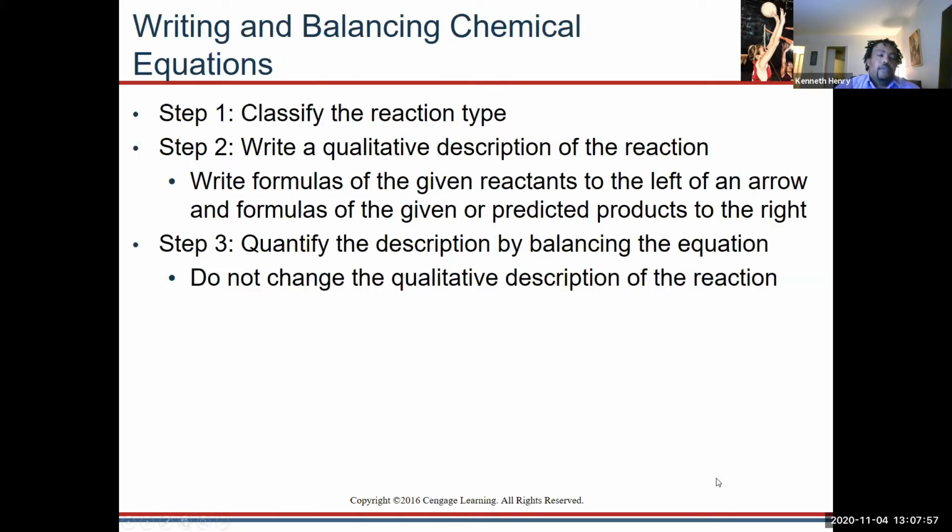Okay, so when we're writing and balancing chemical equations, the first thing that we want to be able to do is identify the type of equation that we're looking at. What type of reaction is it? Okay, so I'm going to go over with you some of the known reactions that you are going to encounter, and there are things that you need to understand.